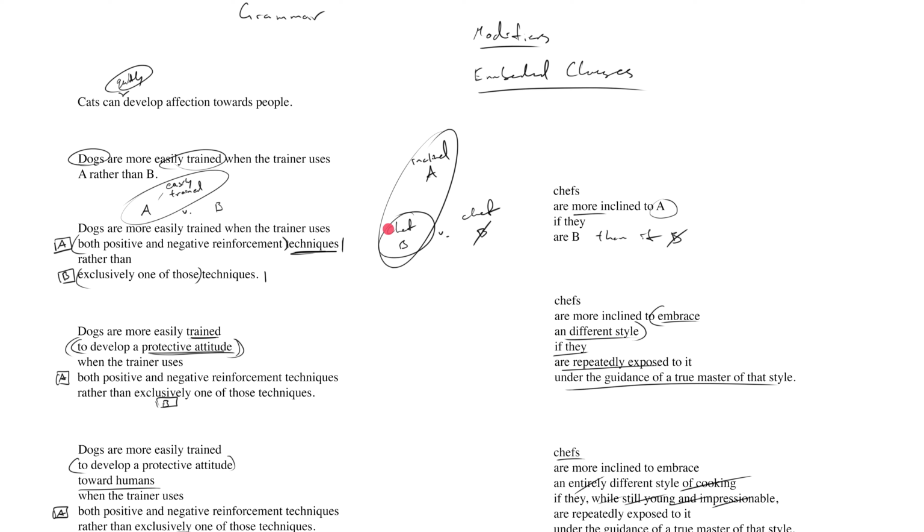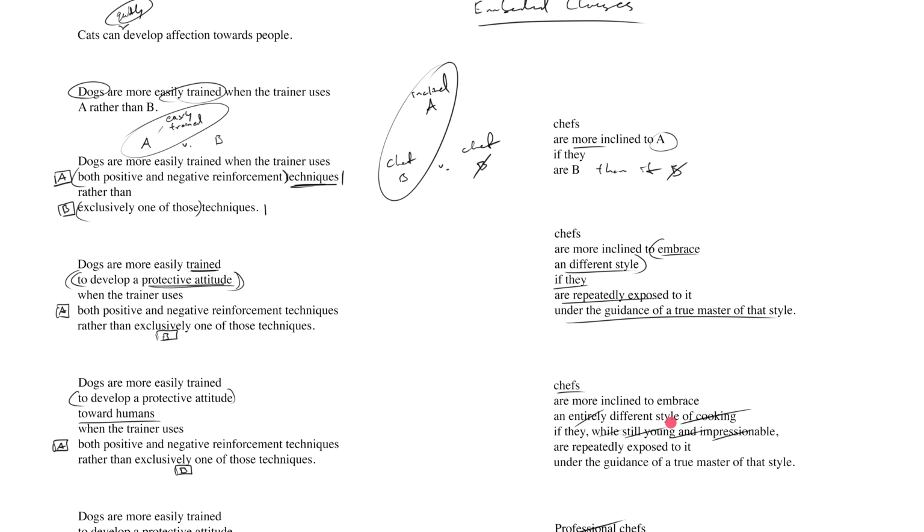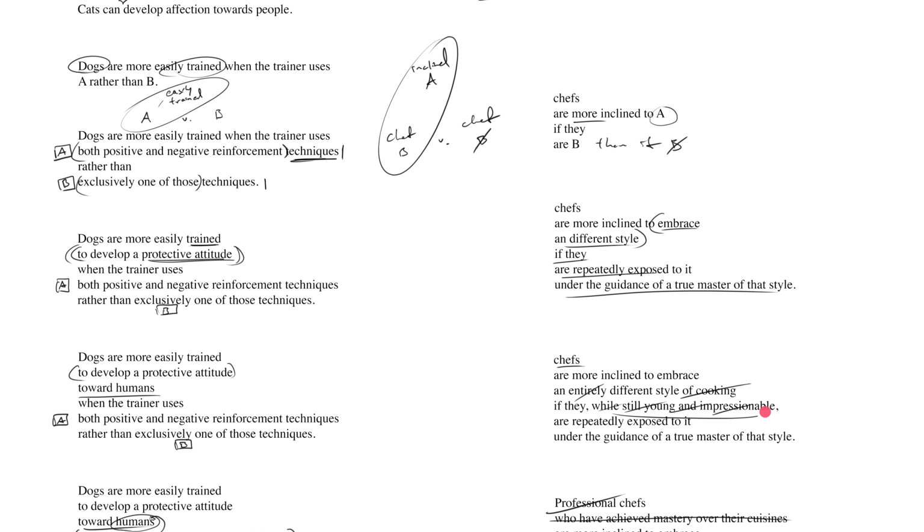In this version, we have a master of that other style, under whose guidance our chef is repeatedly exposed to this new style. So it makes sense that this chef will be more inclined to embrace that style compared to some other chef who wasn't repeatedly exposed under the guidance of a true master. But there's more details to be added in. The additional detail that we lost here was that this exposure, this B, has to happen when the chefs are young and impressionable, compared against if the chefs are, say, old and set in their ways. I suppose that would be the contrast.